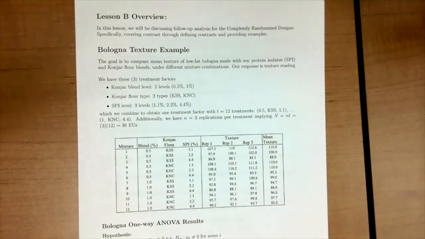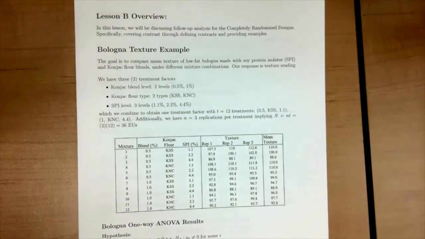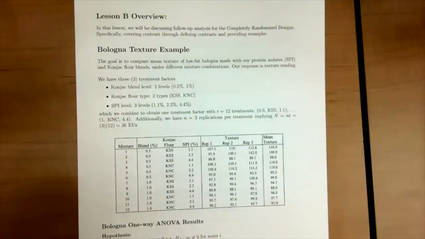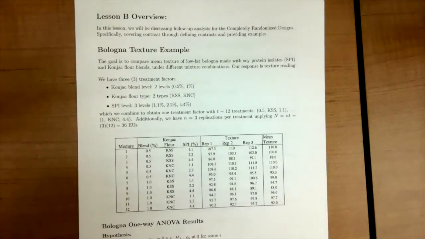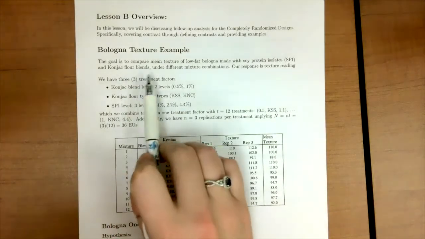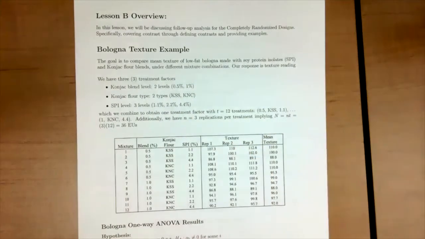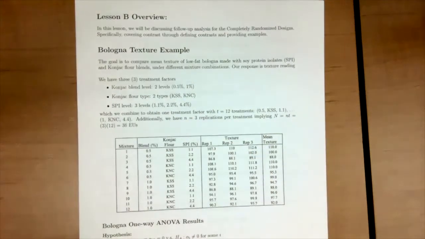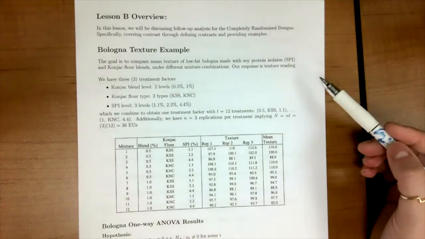So let me introduce another example called the bologna texture example to refresh what we learned in lesson 2A, but also motivate what we're going to be talking about today. In our bologna example, our goal is to compare the mean texture of low-fat bologna made with soy protein isolates and konjac flour blend under different mixture combinations. Our response is going to be texture reading.